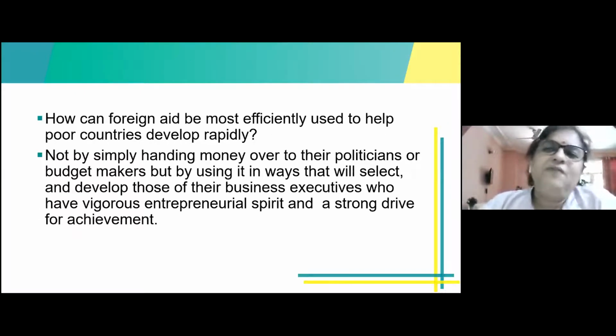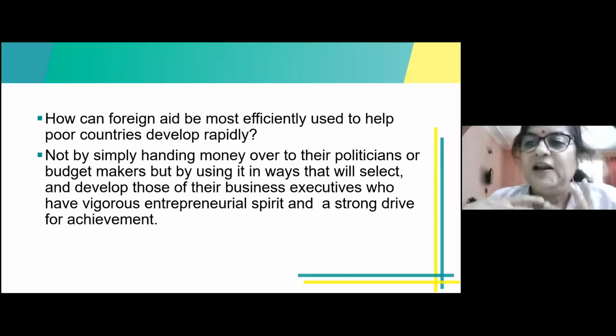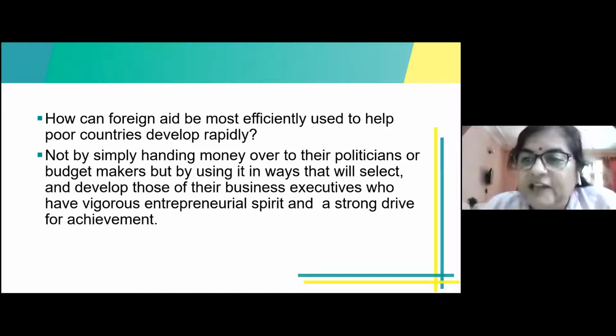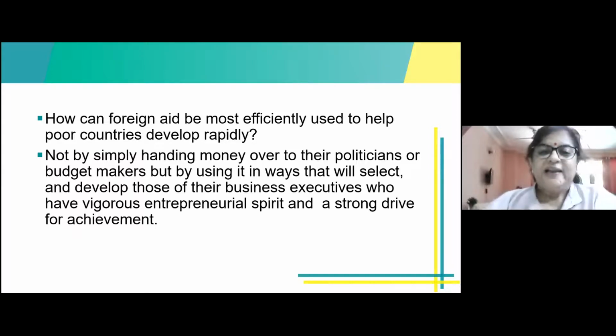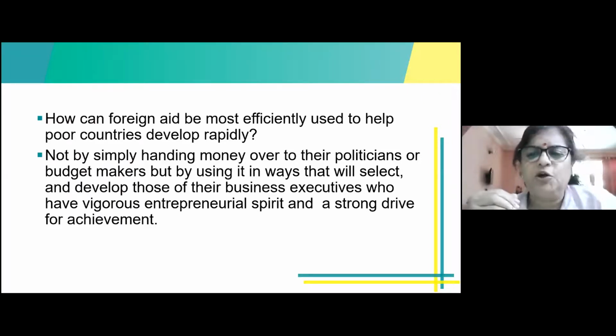So he said that when you give foreign aid to a poor nation and you think that it will develop rapidly thereafter, it is not simply by handing over money to their politicians or to their budget makers that will cause the development of that country. But how will the development happen? When they use that money in ways that will select and develop those business executives who have a vigorous entrepreneurial spirit and a strong drive for achievement.